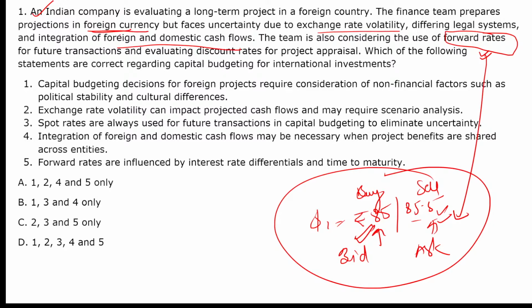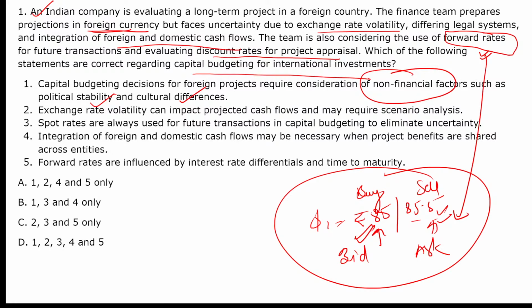For future transactions and evaluating discount rates for project appraisal. Which of the following statements are correct regarding capital budgeting for international investments? Capital budgeting decisions for foreign projects require consideration of non-financial factors such as political stability and cultural differences. Do you think this is correct?